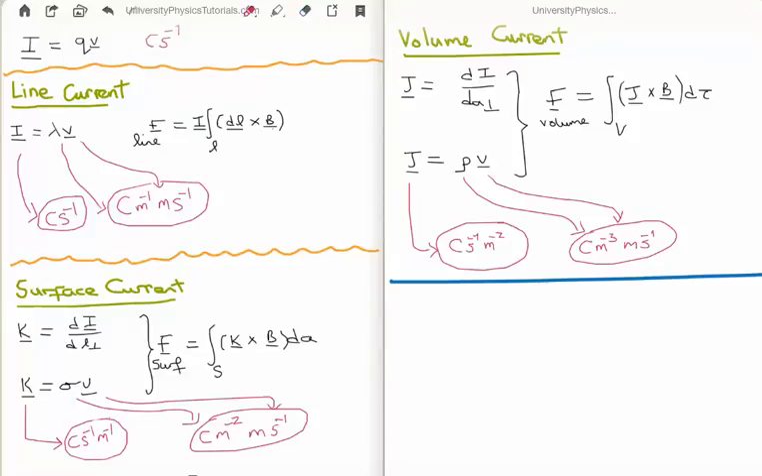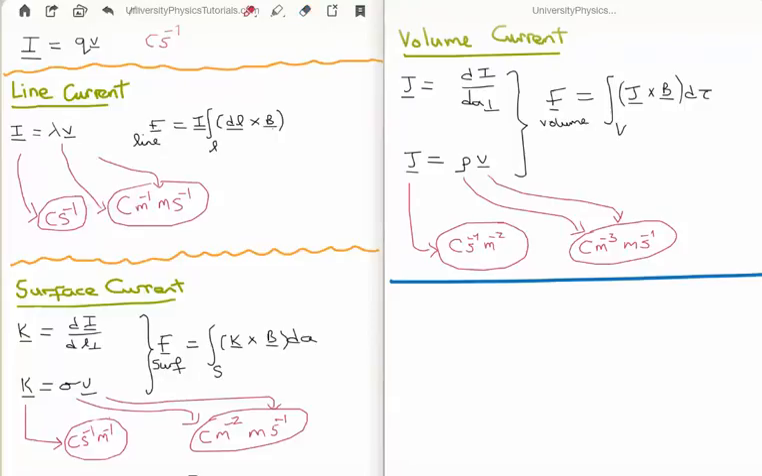Of course, looking at all the units, we get the units on current is coulombs per second. So let's just check the units. If we look at the current, we have the line charge density multiplied by the velocity of the charge. That gives us coulombs per meter multiplied by meters per second, giving us coulombs per second. So this equation for the line charge density multiplied by the velocity is correct. So our line current formula is correct.